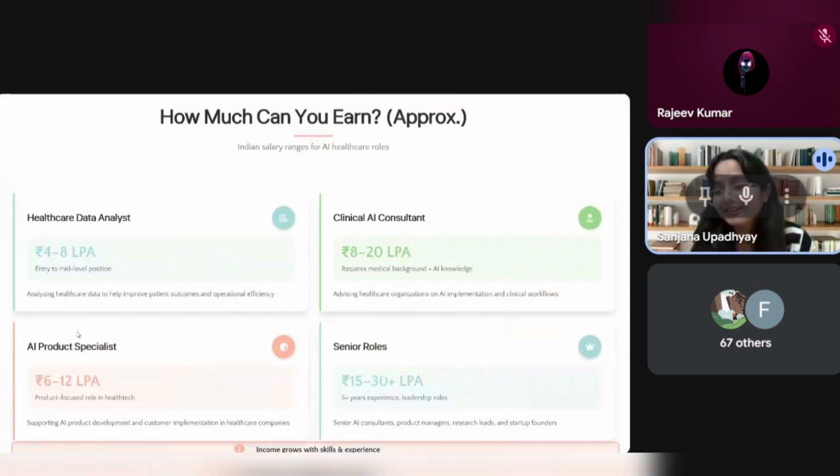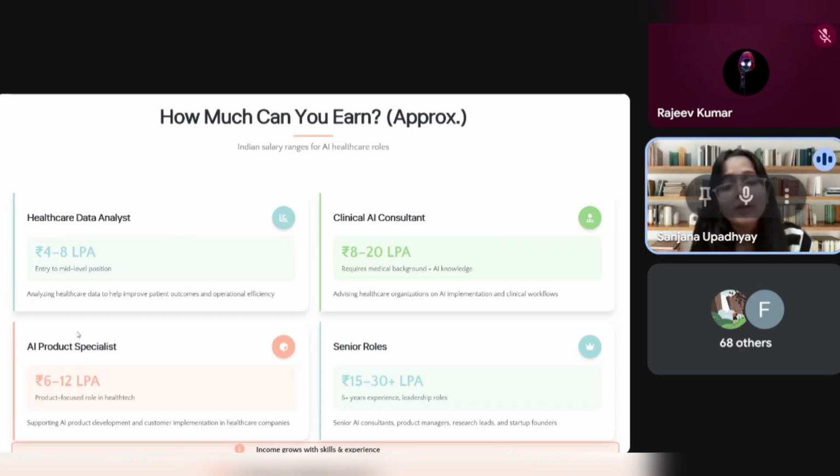Next, how much you can earn. This slide is something which I kept for motivation, or not motivation, but something which you should know. Let's say a healthcare data analyst may earn from 4 to 8 LPA depending, and afterwards he may earn more. These are the initial salaries which I have mentioned.